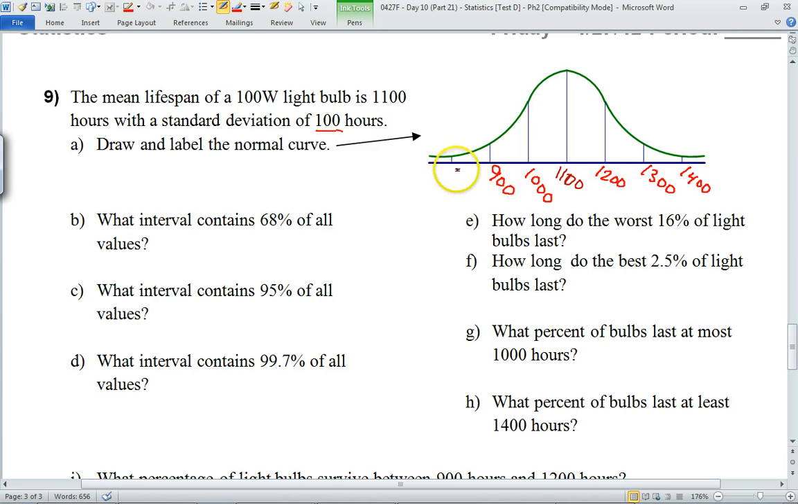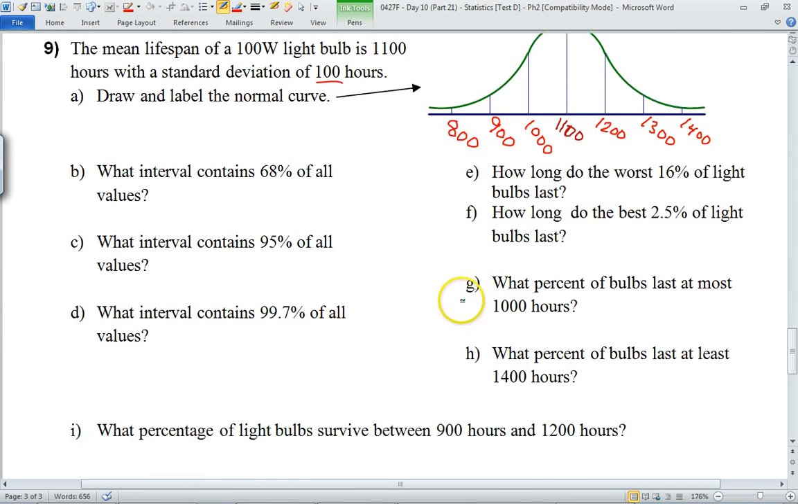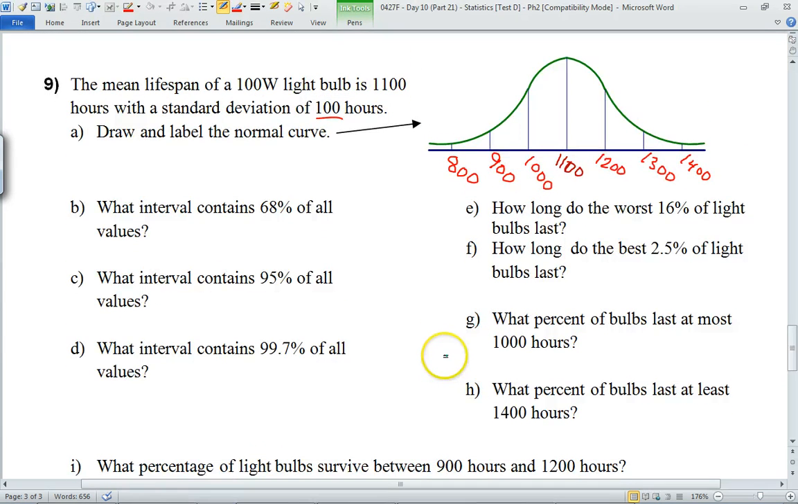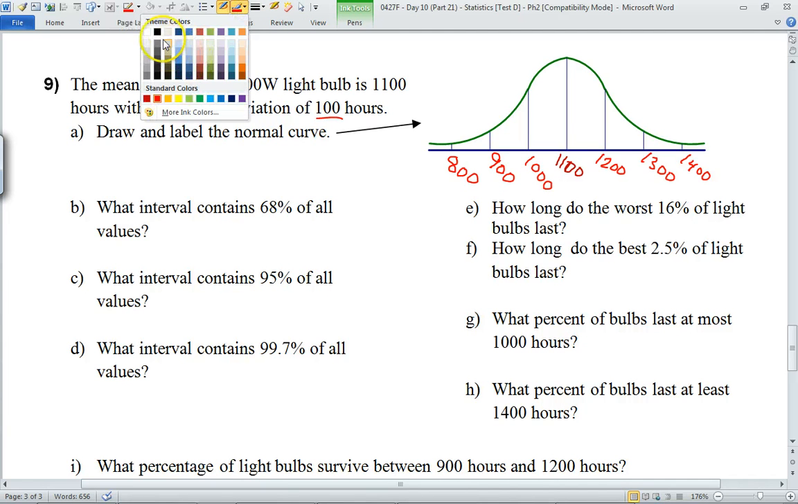And this is going to be 800. Okay? So, now we're ready to start answering these questions. Remember about the percentages.